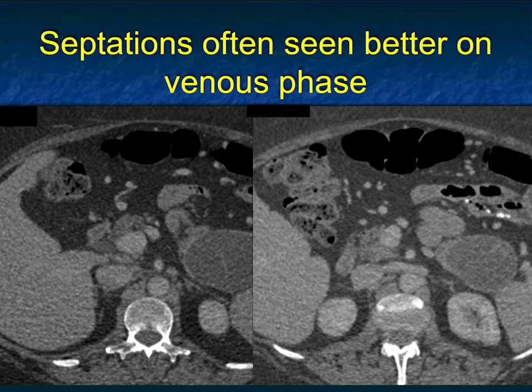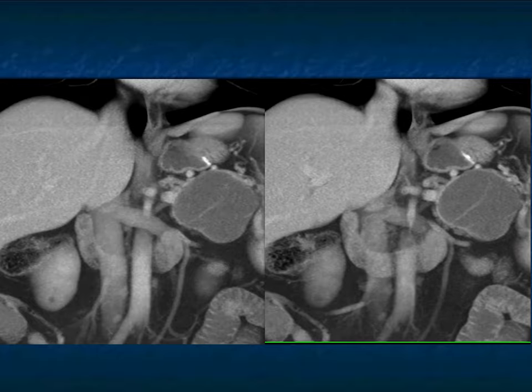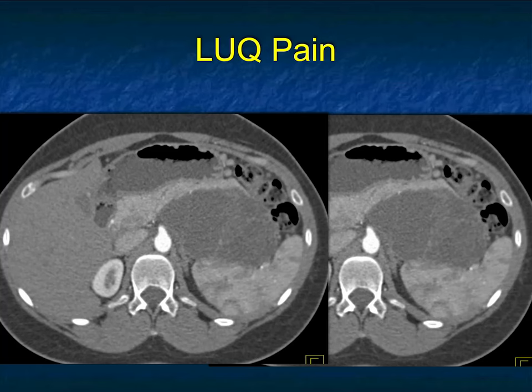Septations are often better seen on venous phase. So I do look more carefully on the venous phase for the septations, but the mural nodules, particularly the enhancing component, may be seen a bit better on arterial, sometimes venous. But again, I think you're going to see them well. And we mentioned doing cinematic rendering as a way of accentuating mural nodules and accentuating the presence of septations. And here's just a few additional images showing you very nicely the septations.